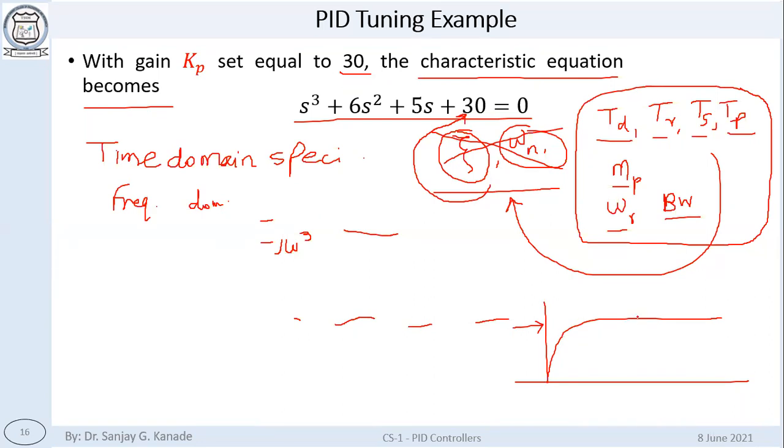Some systems may achieve the set point like this. Some systems may achieve the set point like this. Some systems may achieve the set point like this, right? We have seen these things. These are dependent on zeta, how the system is going to achieve the set point. Set point means the desired change. Whatever desired change I am inputting to the system, how the system achieves that is dependent on the parameter zeta.